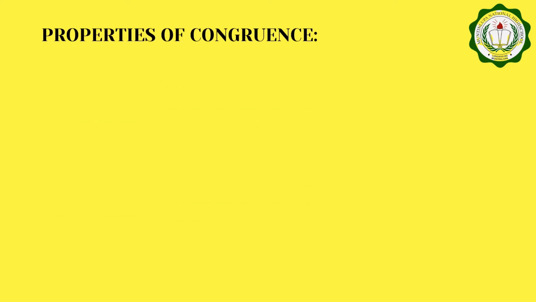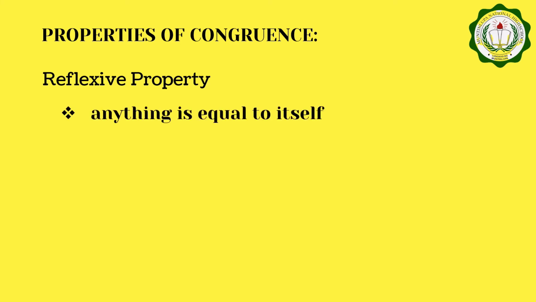Okay. Aside from properties of equality, we also have properties of congruence. First one is the reflexive property. The reflexive property states that anything is equal to itself. For example, segment AB is congruent to segment AB.